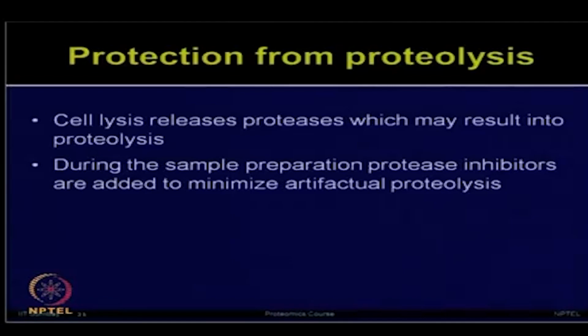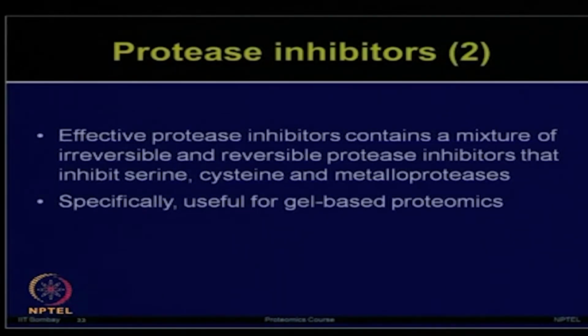During the sample preparation, one can use different types of protease inhibitors which can minimize the artifactual proteolysis. The effective protease inhibitors contain a mixture of different types of protease inhibitors, irreversible and reversible, which inhibit serine, cysteine and different metalloproteases. This step is more important when you are preparing your samples for gel based proteomic applications.